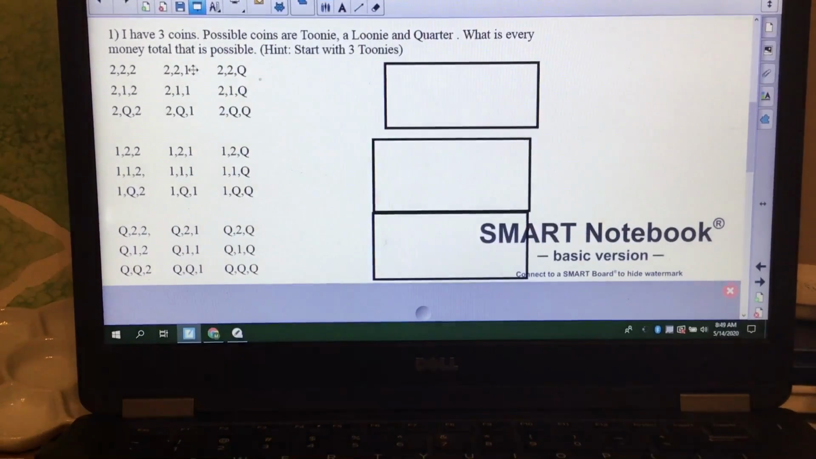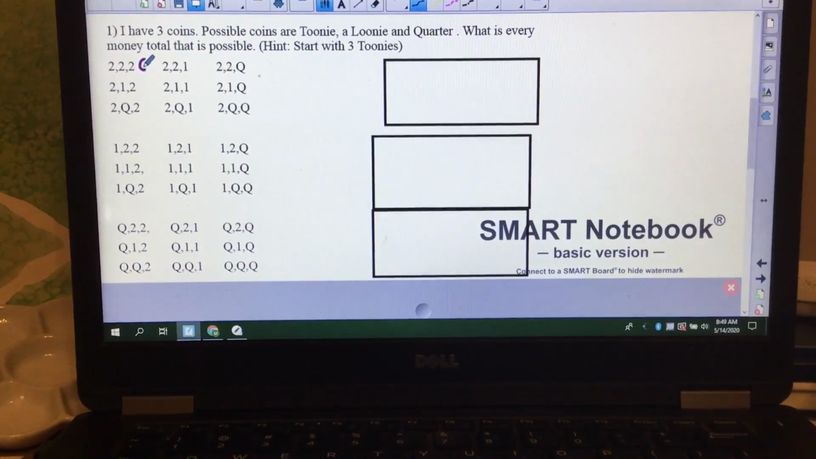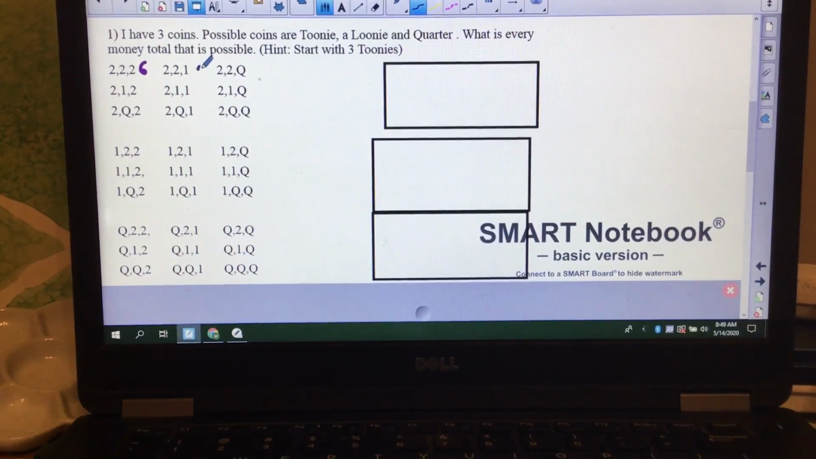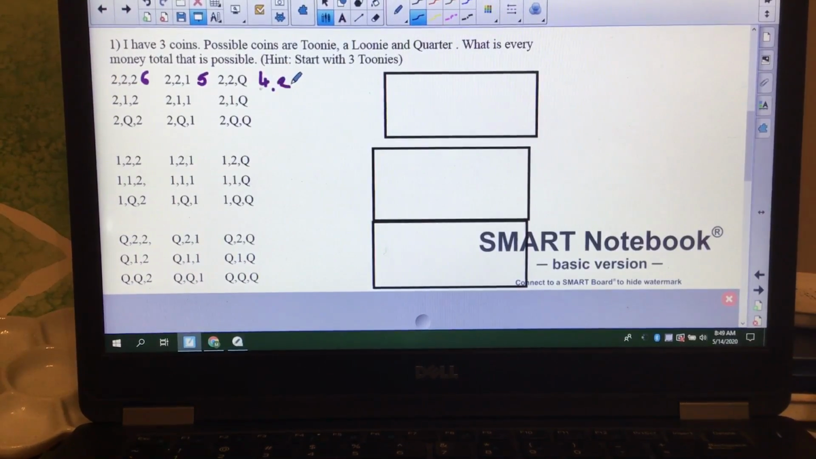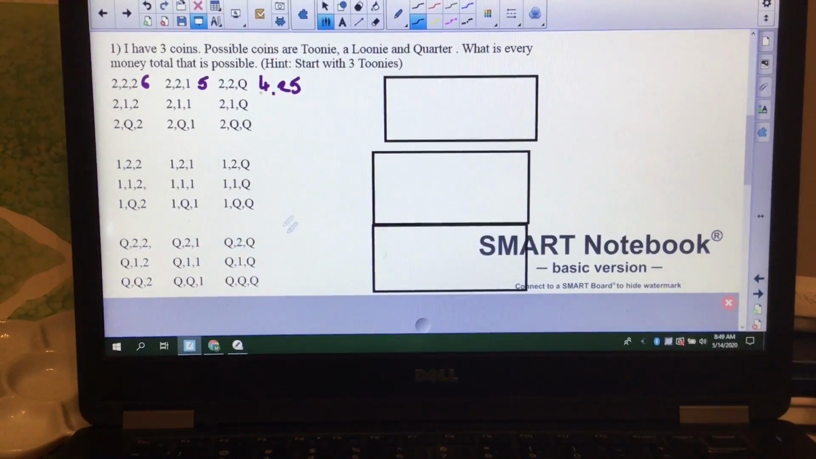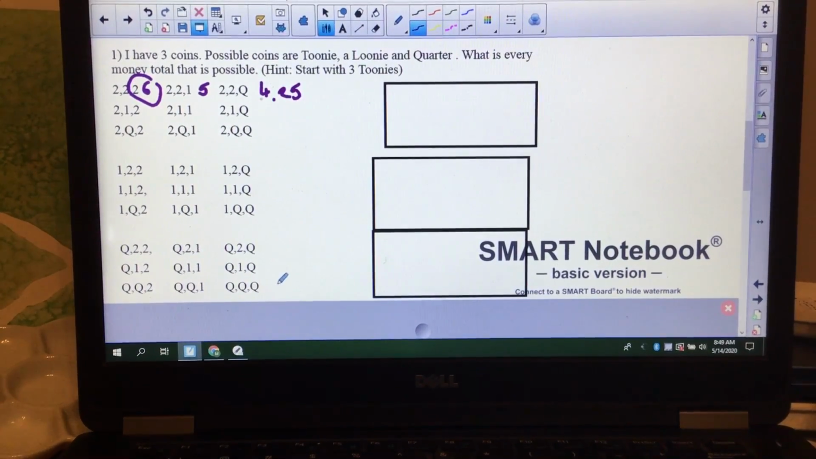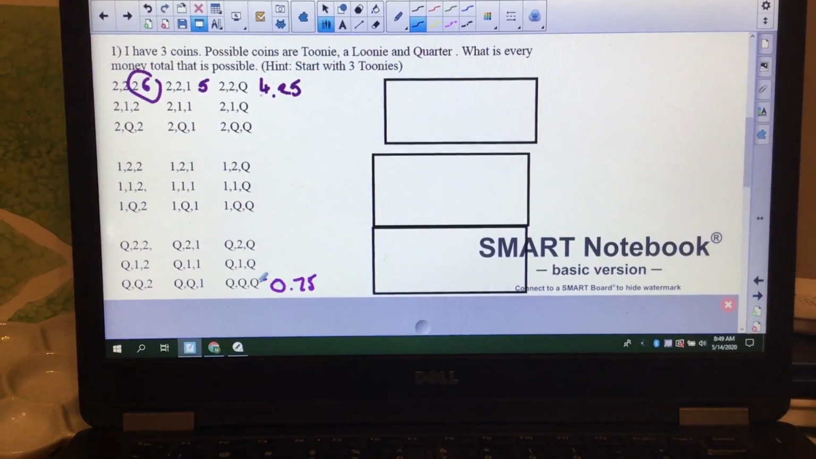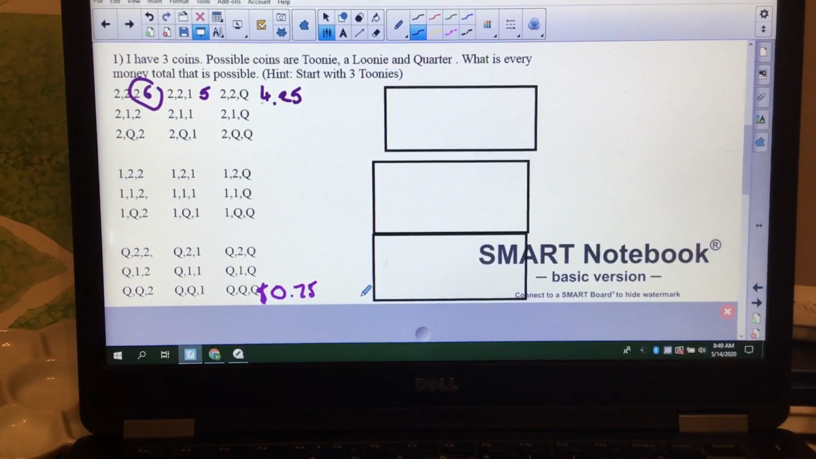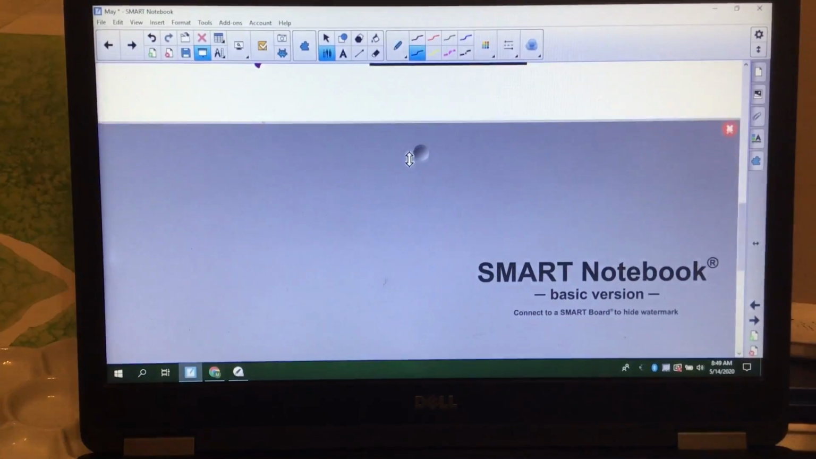Now, my question actually asks, what's the money total for each? I would then need to go in and count the money. So I would have $6 here, I would have $5 here, I would have $4.25 here. And this is the cumbersome, boring part of it. So my biggest number would be $6 and my smallest number would be 75 cents. Okay, so that's how to work with an organized list. I want you to try one.